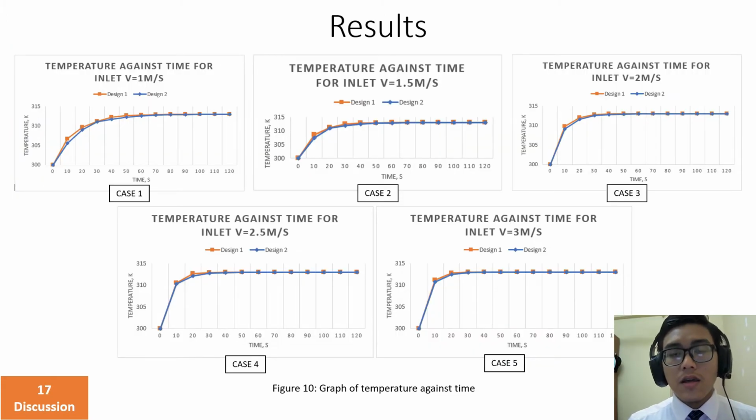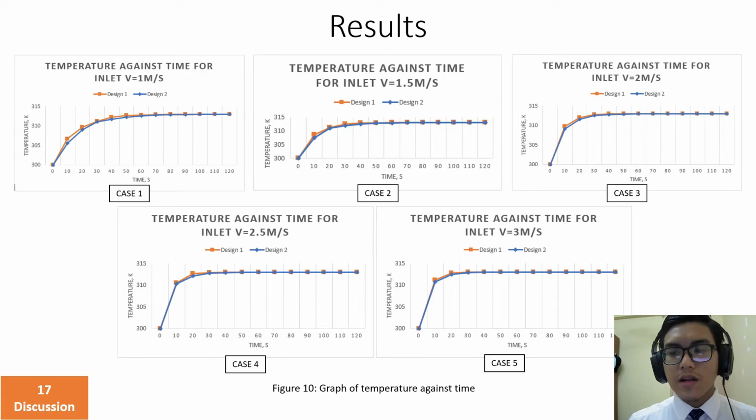In order to obtain the best possible configuration, the simulation was divided into 5 cases. Each case has the 2 design configurations that were shown before. The difference for each case is the air inlet velocity. Results from the simulation were extracted and a graph of temperature against time was plotted. The graph shows the time taken for each design configuration to achieve the desired temperature, which is 313 Kelvin.